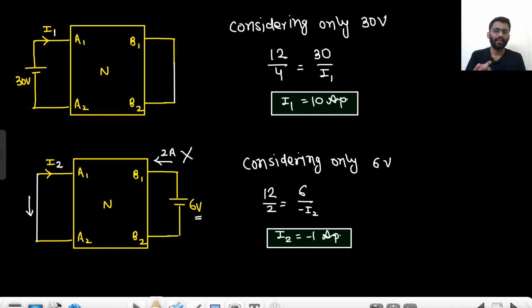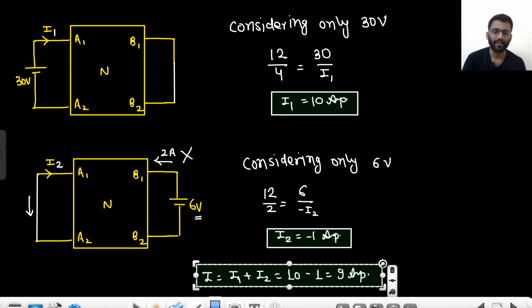Let's just assume if someday GATE asks you this question, what is the value of current? What will be your answer? We don't know, right? Because we don't know the current here. So 2 ampere is not the current. Now what is your final answer? I is equal to I1 plus I2, that means 10 minus 1, that means 9 ampere. This is the final answer.